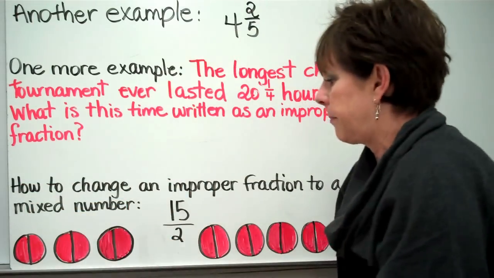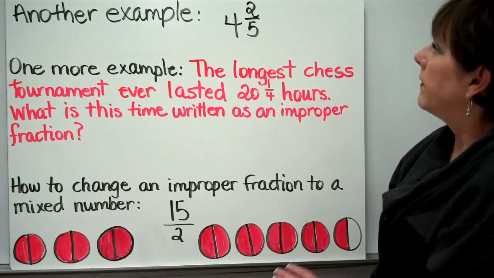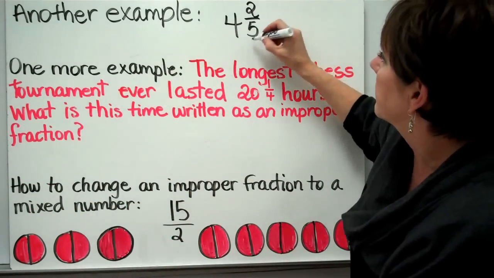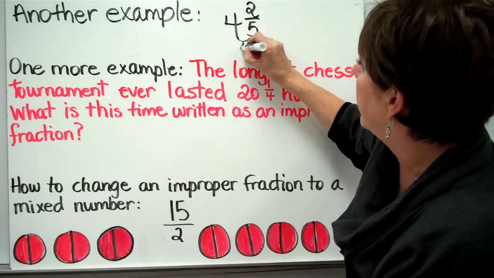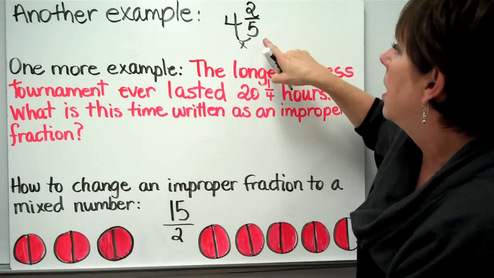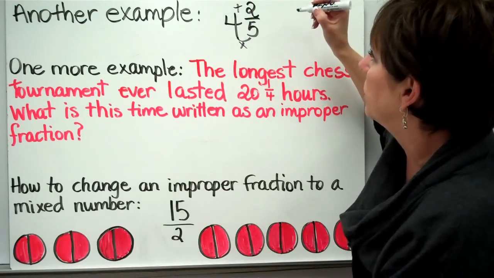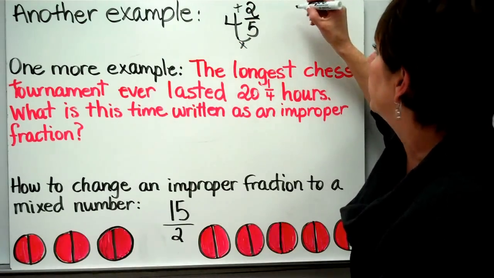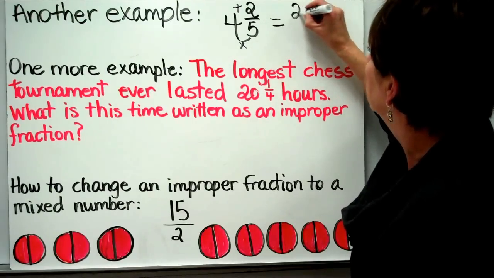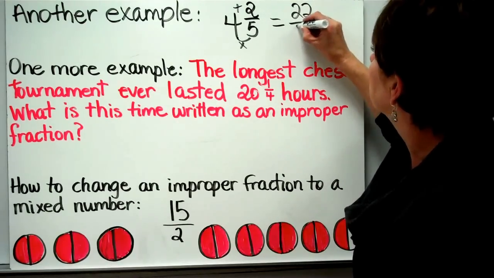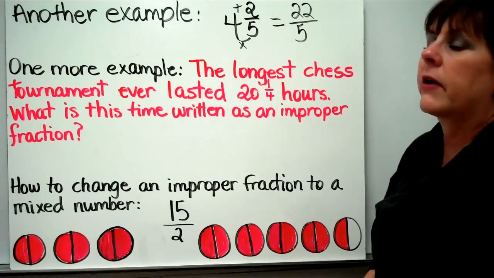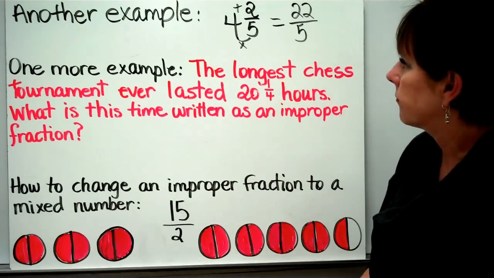Here is another example. We've got 4 2/5. All right, multiply your denominator by your whole number. 5 times 4 is 20, plus 2. 20 plus 2 is 22/5. And there's our improper fraction.